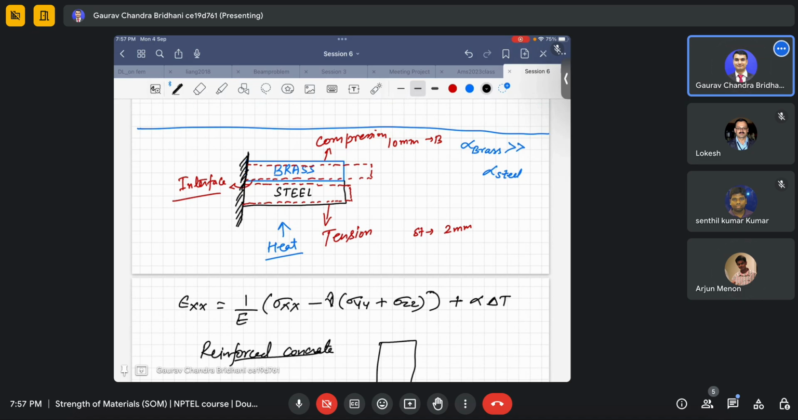Yes, sure. You have to satisfy the force equilibrium. Forces will be the same. Yeah. So the stresses which are generated are because of the thermal loading.